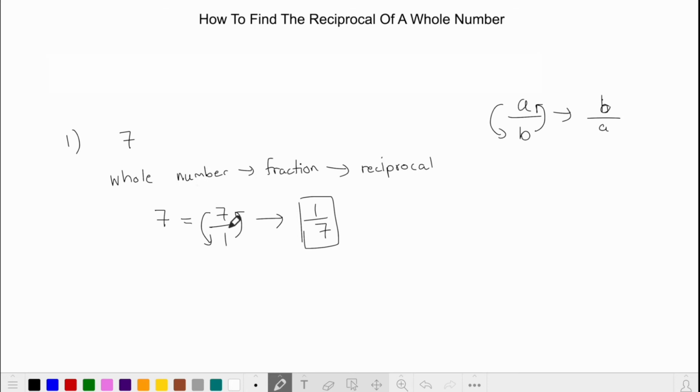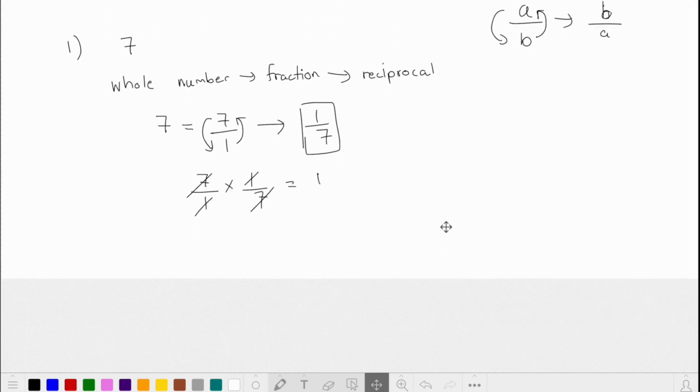Let's check and see if 1 by 7 is the reciprocal of the whole number 7. What we did in the last video was multiply the fraction times its reciprocal. So the 1s get cancelled out, the 7 by 7 gets cancelled out. So the answer is 1. So it proves that 1 by 7 is the reciprocal of 7.